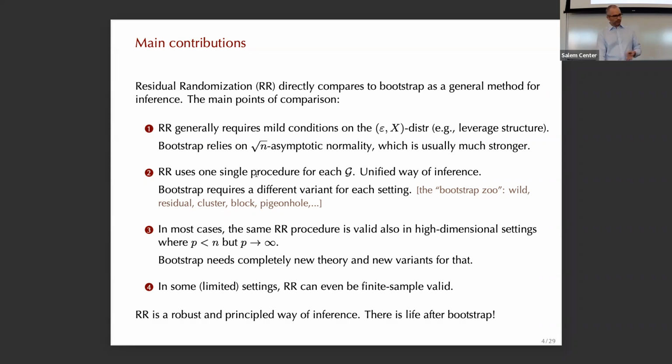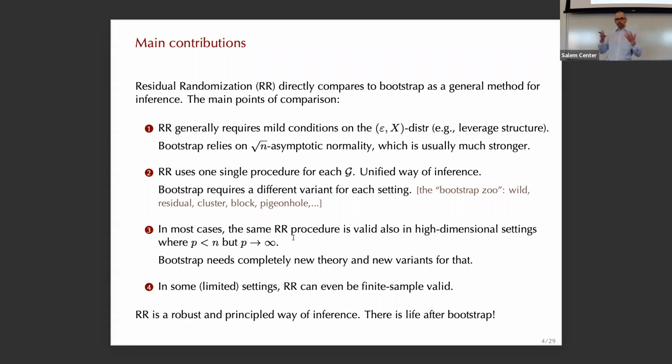Also, what's perhaps more important to practitioners or other people who are interested in the theory of things, residual randomization is going to be one single procedure, basically. So I'm going to pose it for all of these settings that I described earlier with exchangeability, heteroscedasticity, single clustering, double clustering. I'm going to use the exact same procedure for all these cases. What is going to change is only that script G. So you change the script G, that structural assumption, but you still plug it through the same procedure. On the other hand, the Bootstrap requires a different variant for each setting.